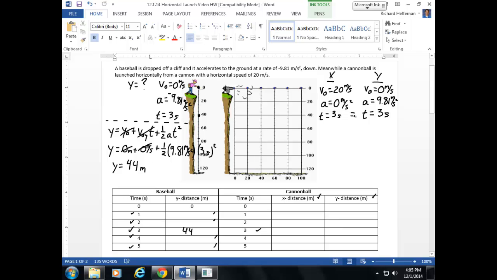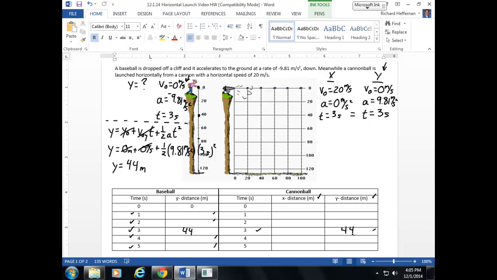So now we could go through the motions and solve for the y distance at 3 seconds, or we could realize that this table of information right here is exactly the same as this table of information was when we were doing things for the baseball. So if we're going to try to find the same thing, use the same information, we can save ourselves the trouble and know that that cannonball traveled 44 meters vertically after 3 seconds.